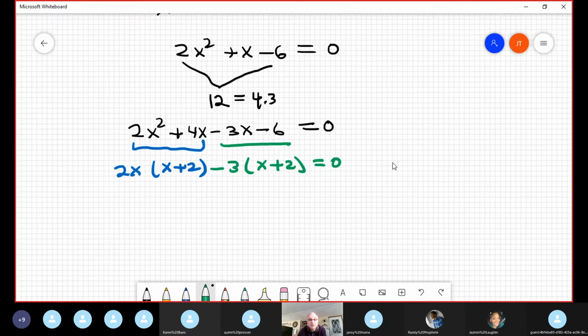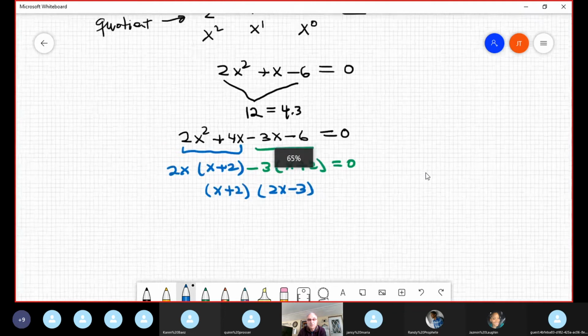Now x plus 2, I can see that it is a common factor. So if you continue doing synthetic division using minus 2, we get exactly the same answer. Then x plus 2 is a common factor, I factor it out, and inside we have 2x minus 3. Okay. So, professor, what is the final answer?